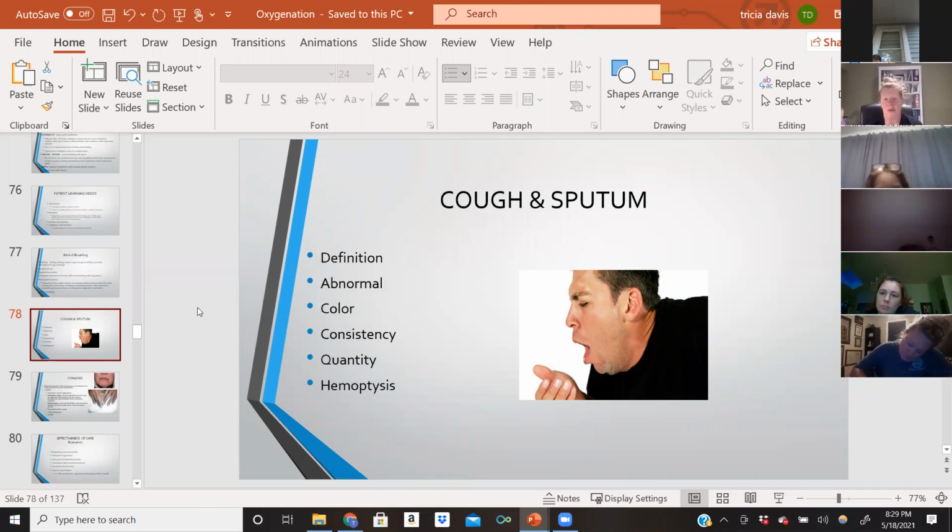What does it look like? Does it have an odor? What color is it? Is it thick? Is it thin? How often are you getting it up? How much are you getting up? Is there any blood? Is it brown? Is it yellow? Is it green? Those are all the things you can use to describe it.